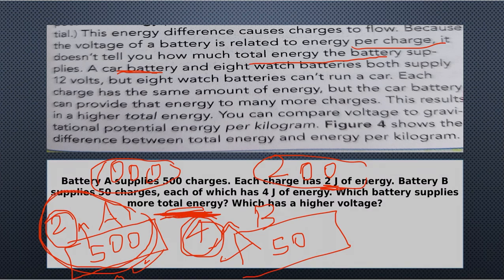But which has higher voltage? When I say higher voltage, remember the word voltage means the potential energy for each charge. Here each charge contains 4 joules and here each charge contains 2 joules. Right? So which one has higher voltage? Yes, battery B. So the one with more total energy is battery A, and the one with higher voltage is battery B.